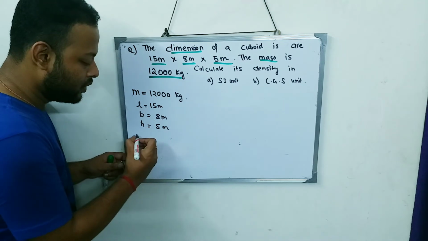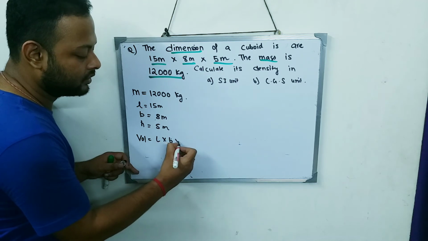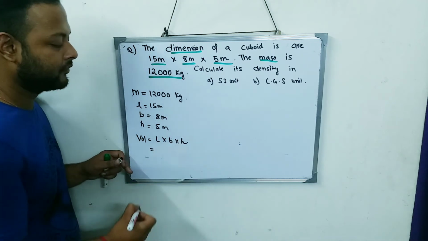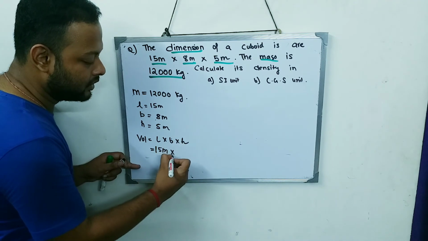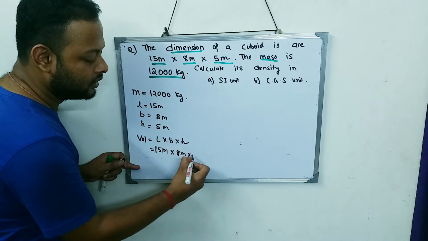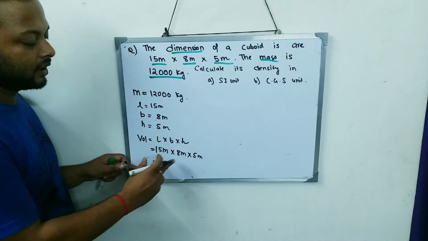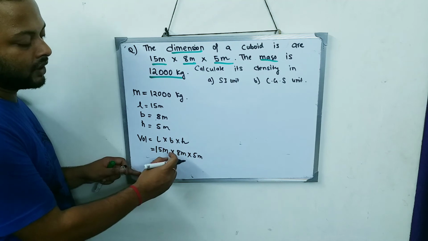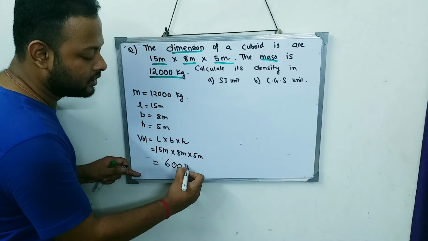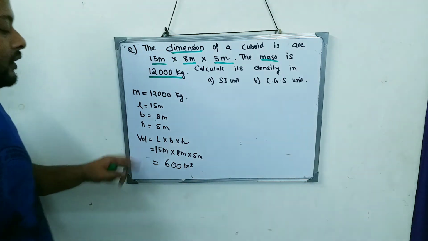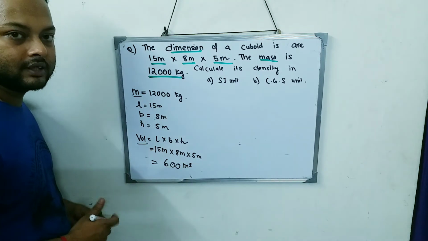Now what is the volume? The volume formula is length into breadth into height. We know this formula. Put the values in the formula: 15 meter into 8 meter into 5 meter. If you multiply the entire thing, 15 into 8 is 120, into 5 is 600. So the volume you have over here is 600 meter cube.